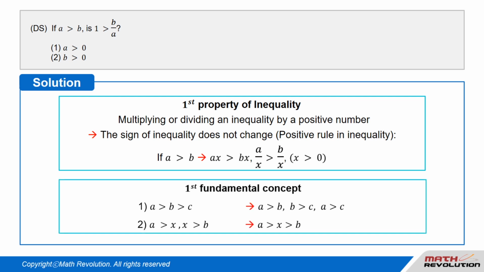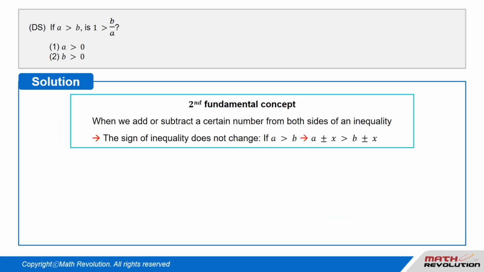The first fundamental concept in inequality. If A is greater than B, and B is greater than C, then A is greater than C. Also, if A is greater than X, and X is greater than B, then A is greater than X, which is greater than B.